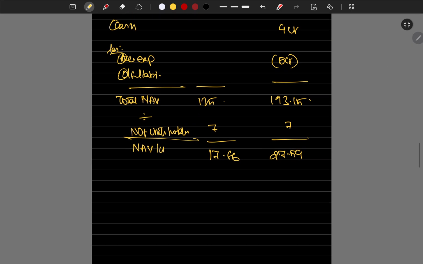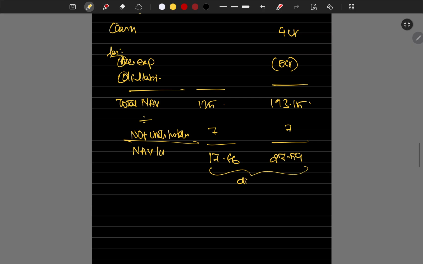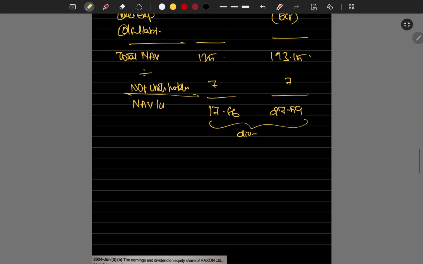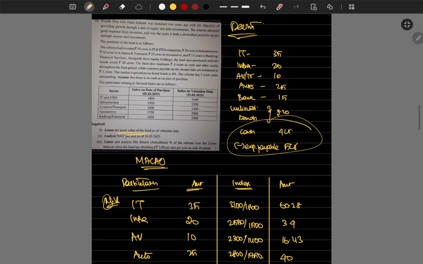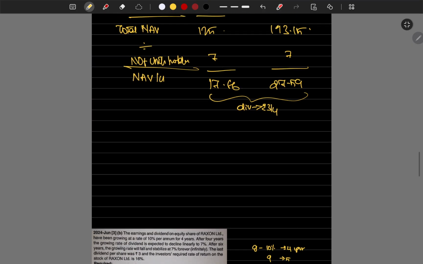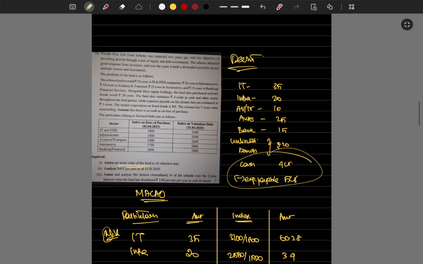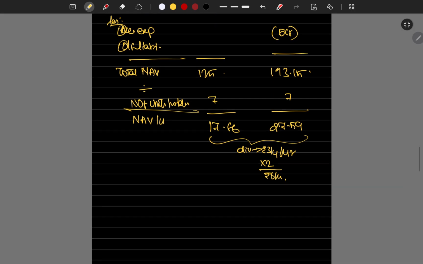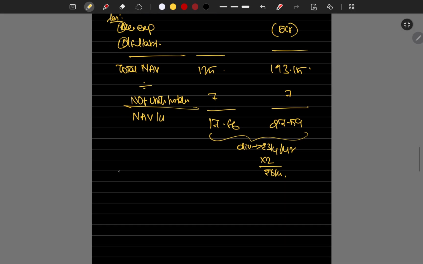Okay, what's the dividend we have in this period? Dividend is rupees 3 per unit per year. And then what else have they asked us to find out? They are giving the period, 2 years. So dividend is rupees 6 per unit. So what's the return percentage?